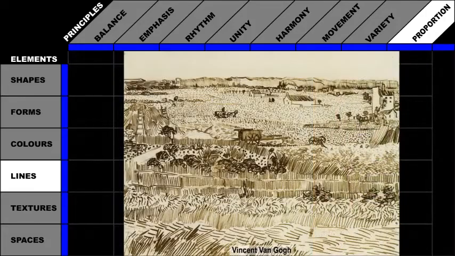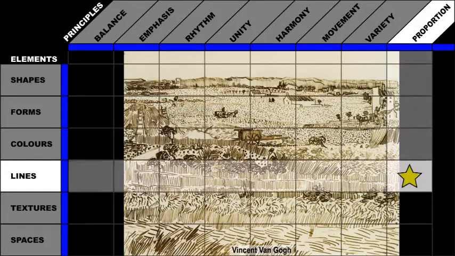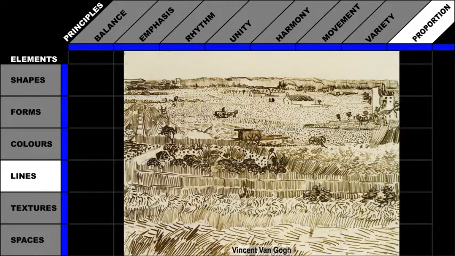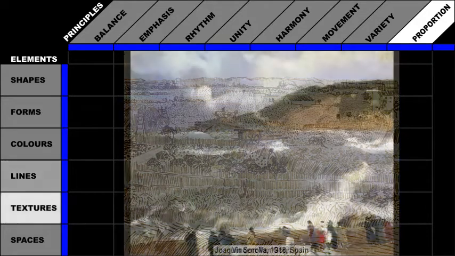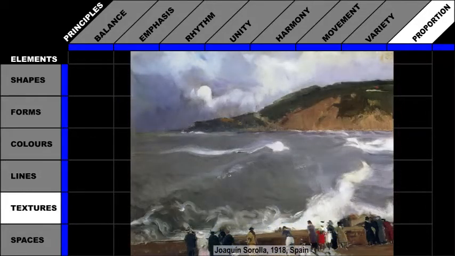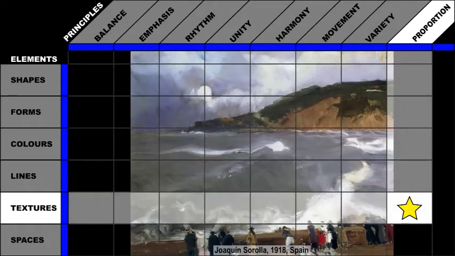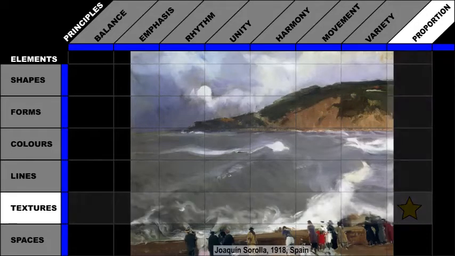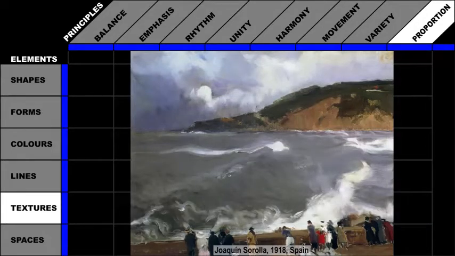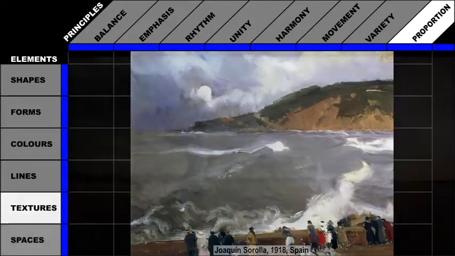Vincent van Gogh also used the principle of proportion with lines. The artist created a feeling of distance by making the lines proportionally thicker in the foreground and more delicate as the distance recedes. In this painting, the artist used the principle of proportion with texture. He used dramatic texture to create a feeling of power in the stormy sea, compared to the proportionally small and vulnerable figures at the bottom of his painting.